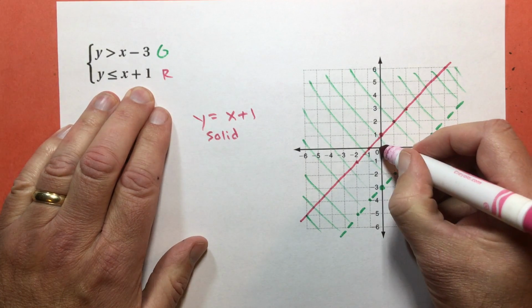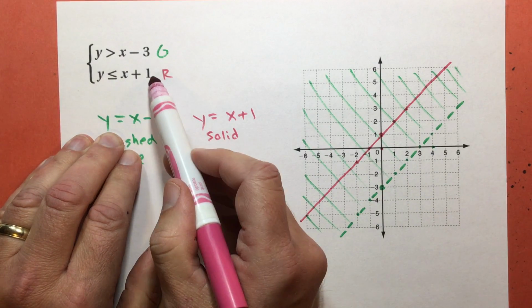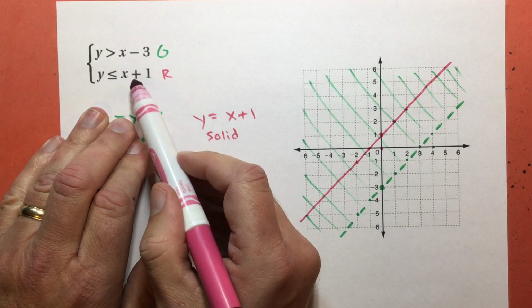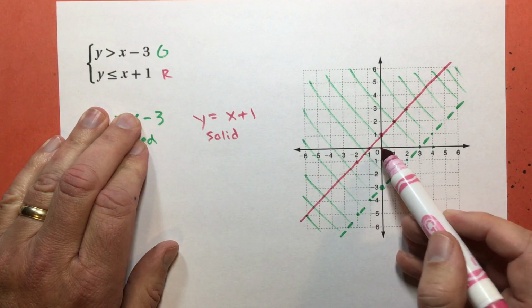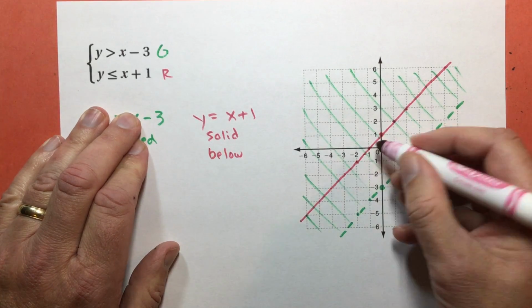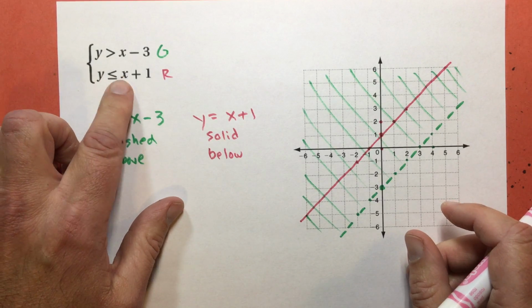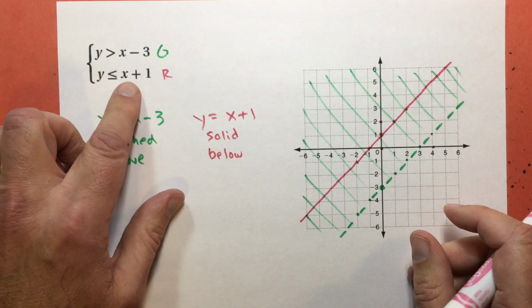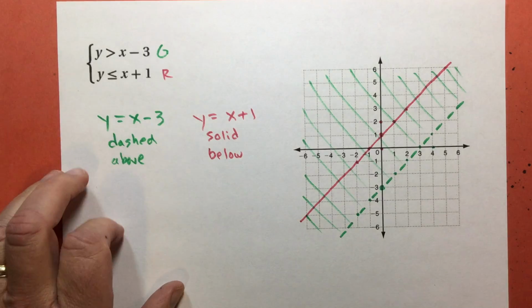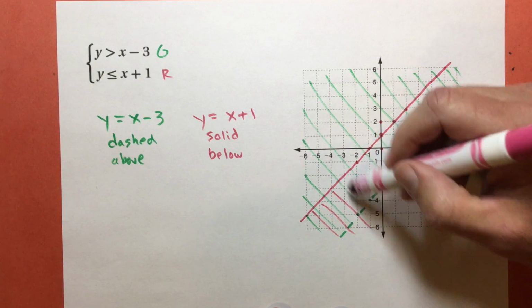Let's try 0, 0, which is below. Is 0 less than 0 plus 1? It is. 0 is less than 1. So that's going to be true. So I'm going to want to go below. Let's double check by picking something on the other side. Let's try 0, 2. Is 2 less than 0 plus 1? Is 2 less than 1? No, it's not. So I'm going to shade below. And look what happens. I get this.